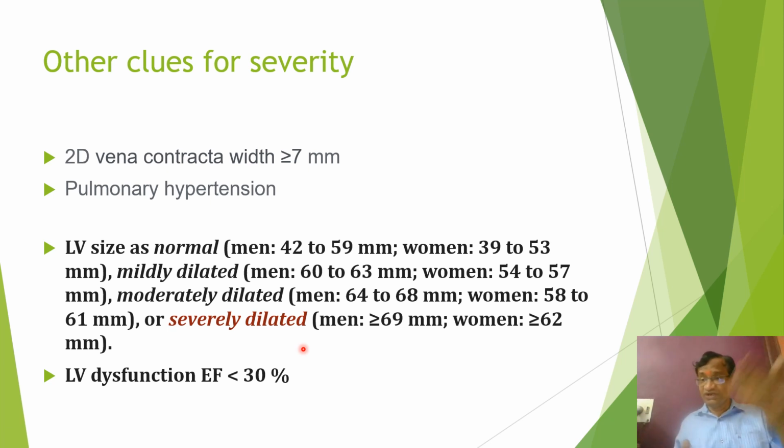We know the regurgitant volume, the regurgitant area, the valve area, all these things. If it is more than this many ml, or more than 50% regurgitant fraction, they are put into severe. But if you have a vena contracta width of more than 7, pulmonary hypertension, an LV dilated more than 7 centimeters, and LV dysfunction, all these things point to severe mitral regurgitation rather than the first three which I told. They are there, but still we need to confirm with these things.